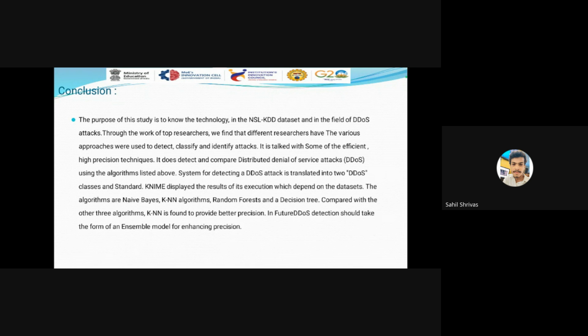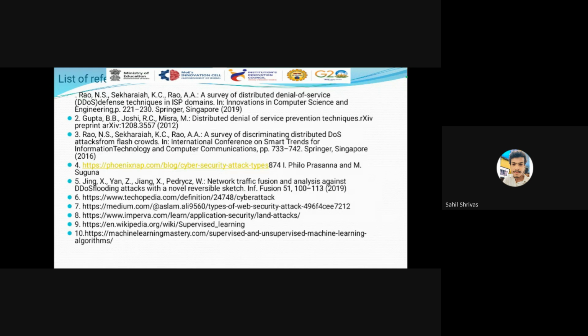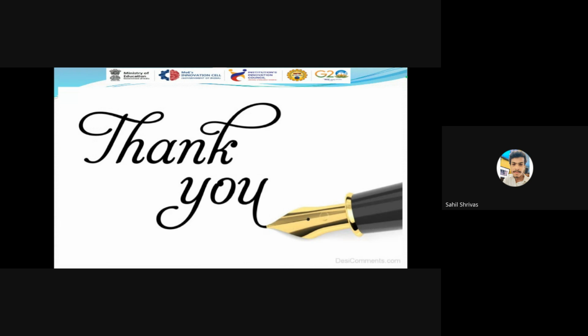Compared with the other three algorithms, KNN was found to provide better precision. Future DDoS detection should take the form of an ensemble model for enhancing precision. These are the list of reference papers. Various researchers are working on this field. Thank you so much.